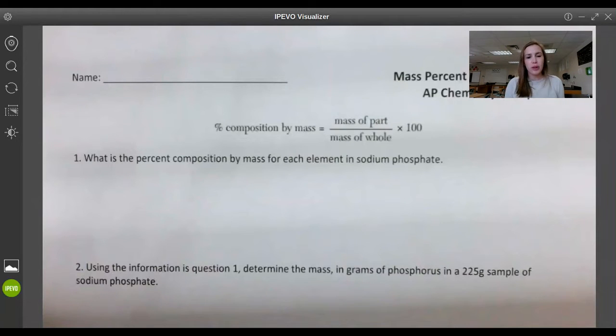Hey guys, we are going to do a quick little lesson on mass percent. I just want to make sure you know how to use the formula so you can try out the calculations on your own if you need to. And this ties right into molar mass.